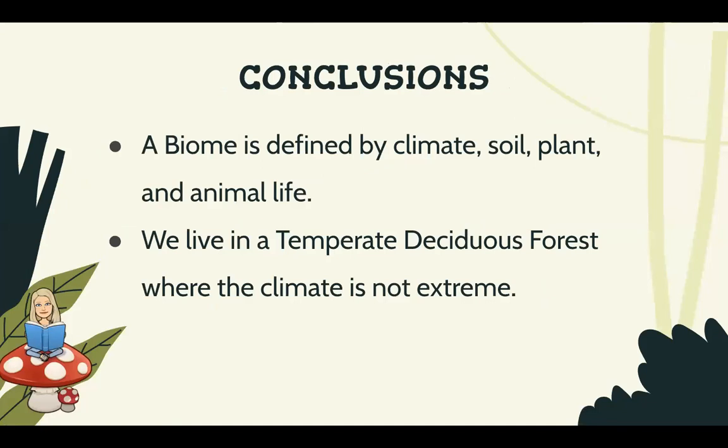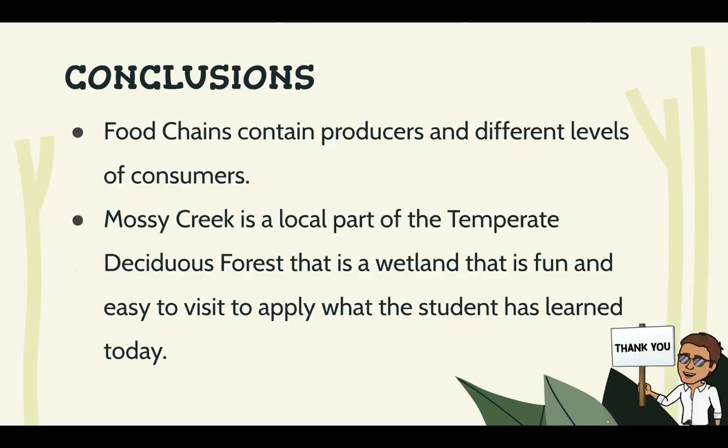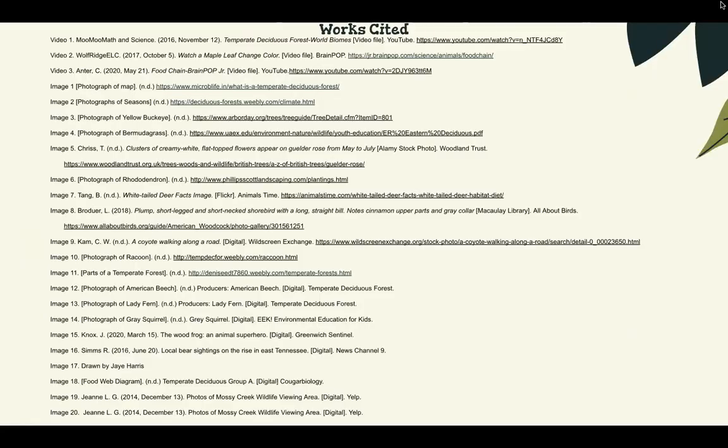So to wrap up our presentation, if we remember, a biome is defined by climate, soil, plant life, and animal life. We live in a temperate deciduous forest where the climate is not extreme, which means it's not too hot and not too cold. A temperate deciduous forest has 4 seasons, as we discussed, and this is why plants and animals have different adaptations. Food chains and food webs show the flow of energy throughout the biomes. Food chains contain producers and different levels of consumers. Mossy Creek is a local part of the temperate deciduous forest that is a wetland that is fun and easy to visit to apply what students have learned today.